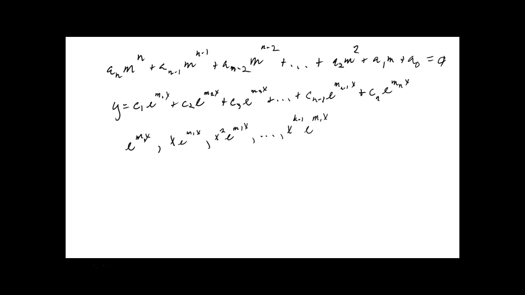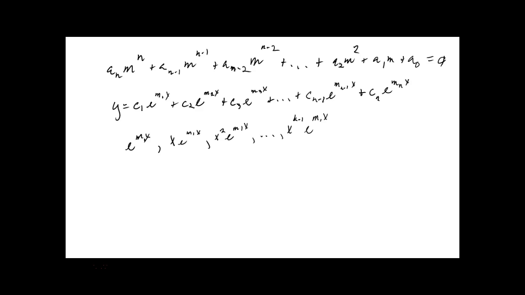If m sub 1 had 5 identical roots, strange case, but if it was, then you need 5 of these: 1, 2, 3, 4, 5. The fifth one would be the k minus 1, because the second one has x to the first power, the third one x to the second power, and the kth one would have x to the k minus 1 power. So every multiple root you're going to have that kind of situation.